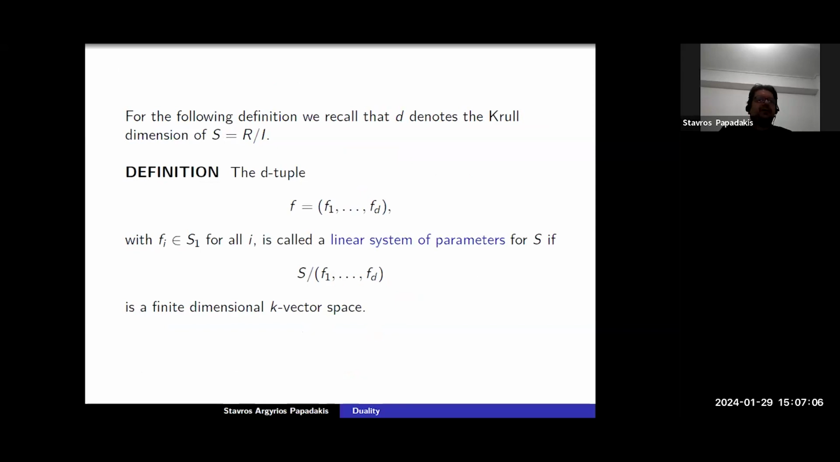Now we will recall what a linear system of parameters for S means. We start with S, which has Krull dimension d, then a d-tuple f_i of linear elements will be called a linear system of parameters for S if the quotient is a finite dimensional K vector space. Since the field is infinite, such f always exists. If the field was finite, it could happen that such f doesn't exist. The f was denoted theta in the previous talk.